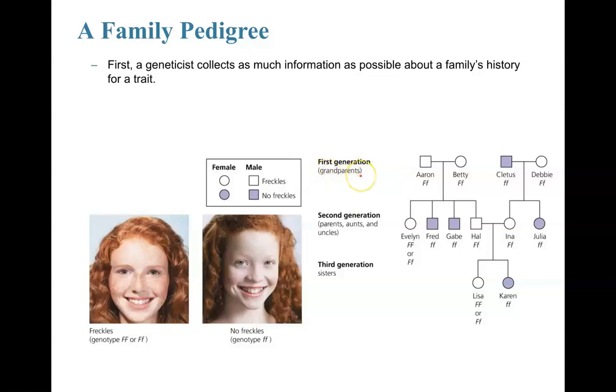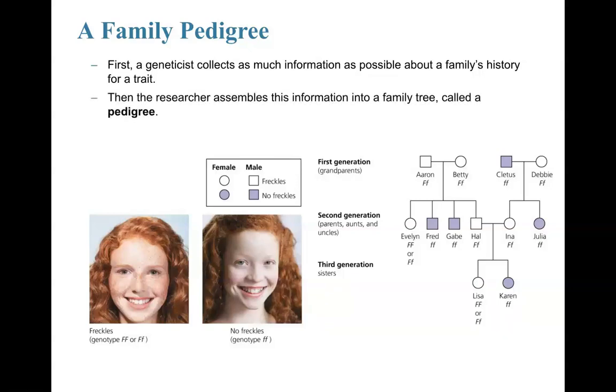Having freckles looks to be white in color, circle for female, square for male. No freckles is going to be colored purple. Same gender differences. We have the parents, aunts, uncles also showing those traits, and then we also have a third generation, so sisters. I'm showing you images for those sisters. Looks like one of those sisters has freckles and the other one does not.